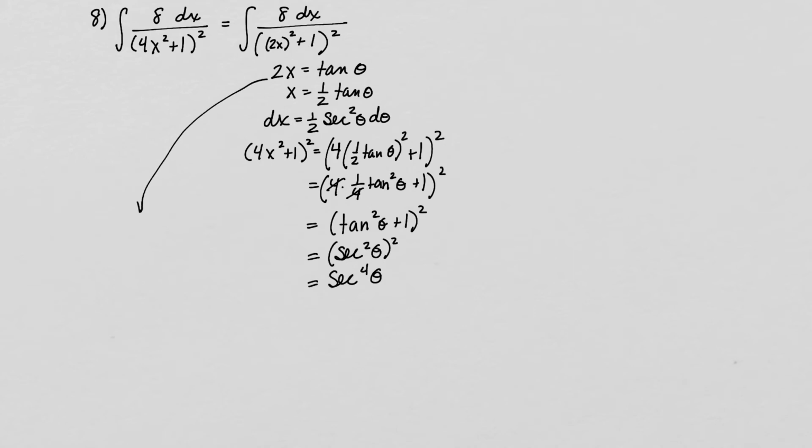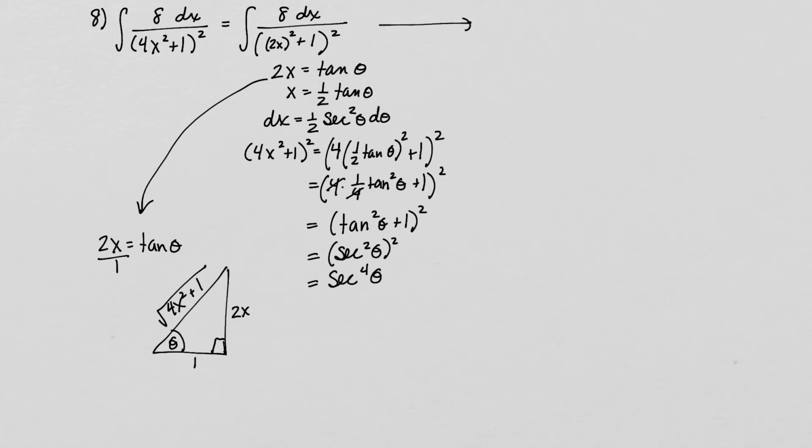And then again, this 2x equals tangent theta is going to make our triangle. So 2x is equal to the tangent of theta. So you can think of that as 2x over 1. So in terms of my triangle, tangent is opposite 2x, adjacent 1, which makes the hypotenuse the square root of 4x squared plus 1 if you do the Pythagorean theorem. So now we just have to plug all the pieces in.